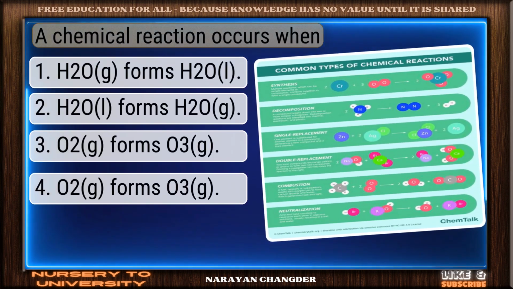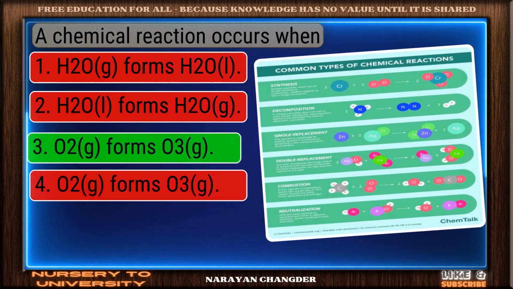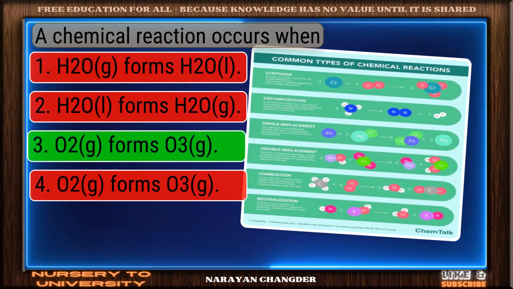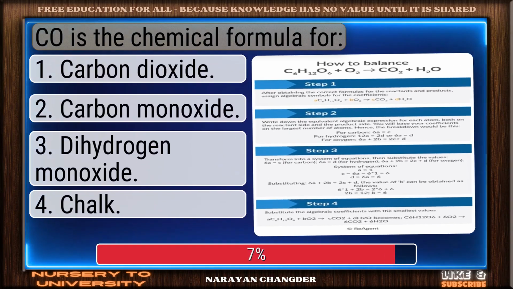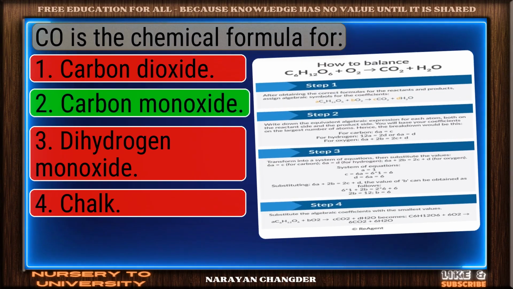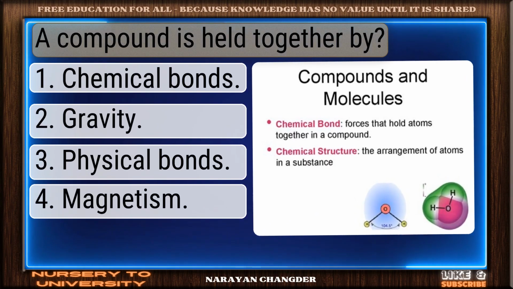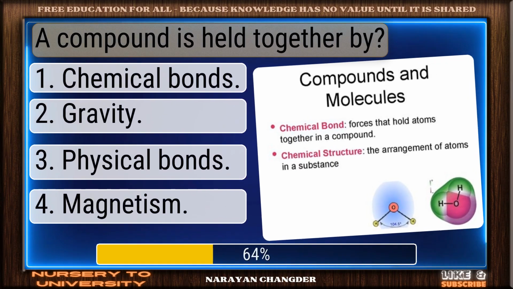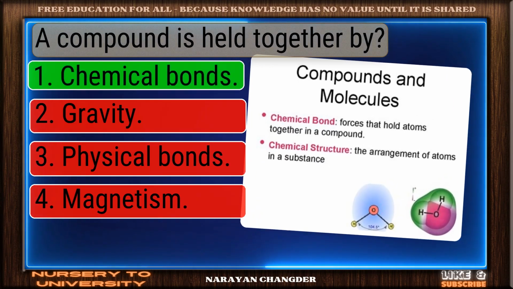A chemical reaction occurs when you chose O2 forms O3, and it is correct. CO is the chemical formula for. Right again, carbon monoxide is a valid answer. A compound is held together by. Smart pick. Chemical bonds is the correct choice.